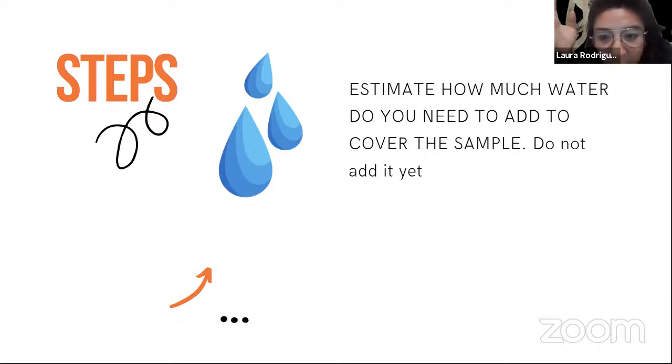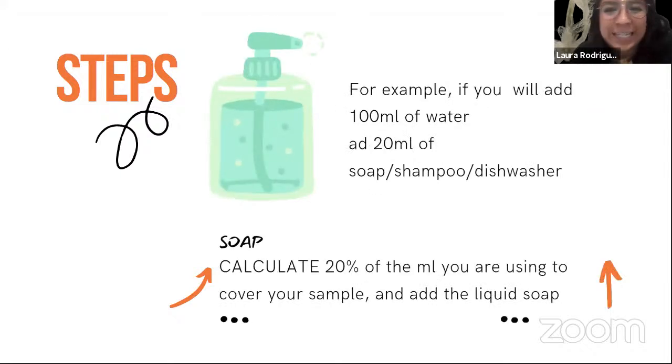Okay, so now you have the idea of how much water you will need to add, like if there is a liter. Good. Now you need to estimate the 20% you will add in dishwasher soap. For example, if you add 100 milliliters of water, you need 20 milliliters of the soap, dishwasher or shampoo. Can you show me your soap, please?